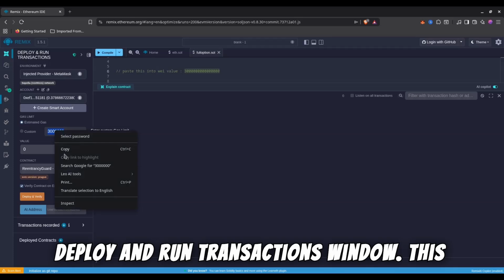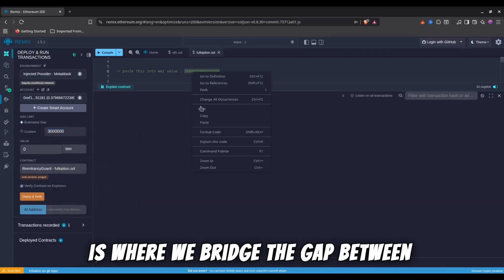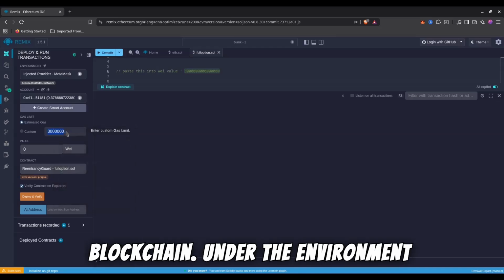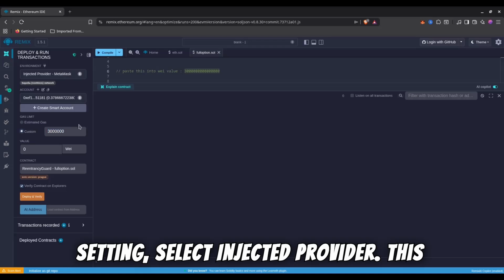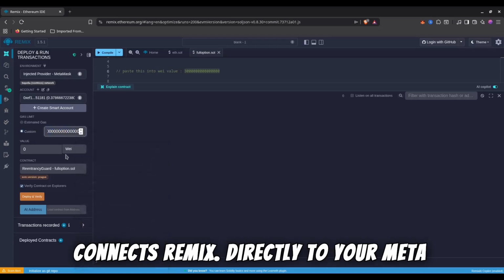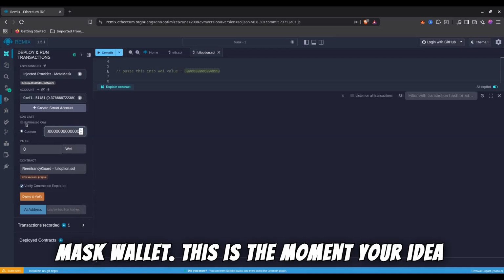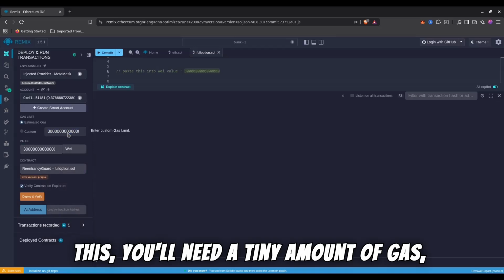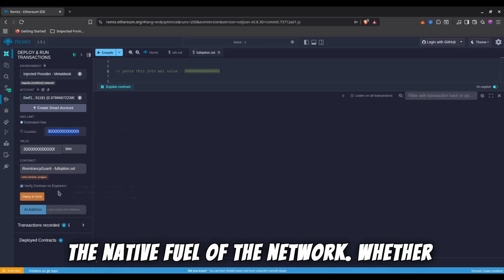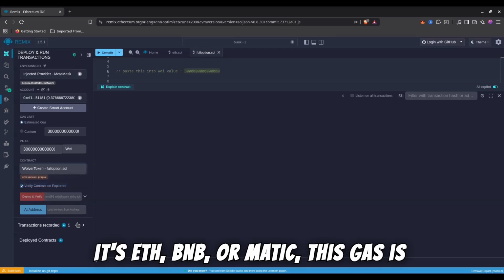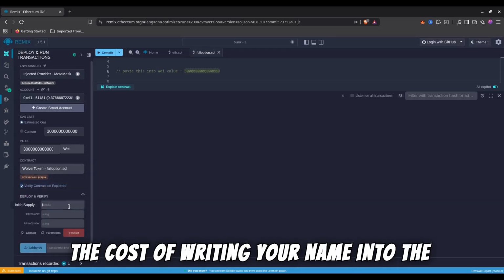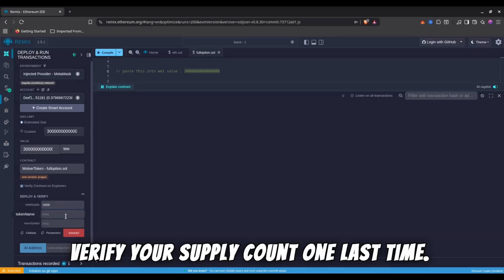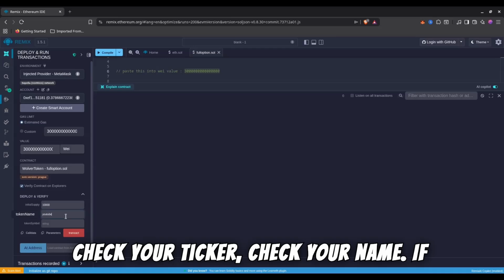Now comes the definitive crossover. Switch to the Deploy and Run Transactions window. This is where we bridge the gap between your local screen and the global blockchain. Under the Environment setting, select Injected Provider. This connects Remix directly to your MetaMask wallet. This is the moment your idea becomes a liquid reality. To finalize this, you'll need a tiny amount of gas, the native fuel of the network, whether it's ETH, BNB, or Matic. This gas is the cost of writing your name into the history of the chain forever. Verify your supply count one last time. Check your ticker, check your name.